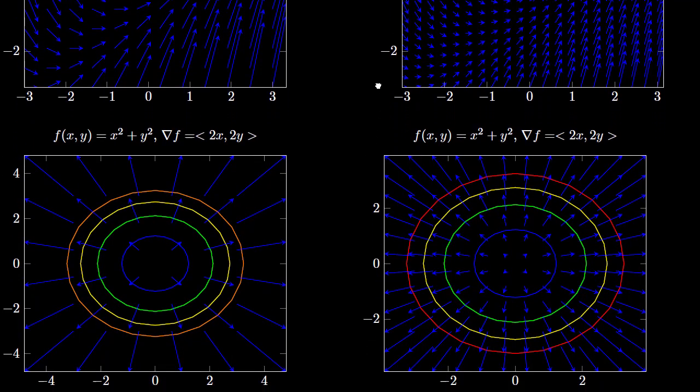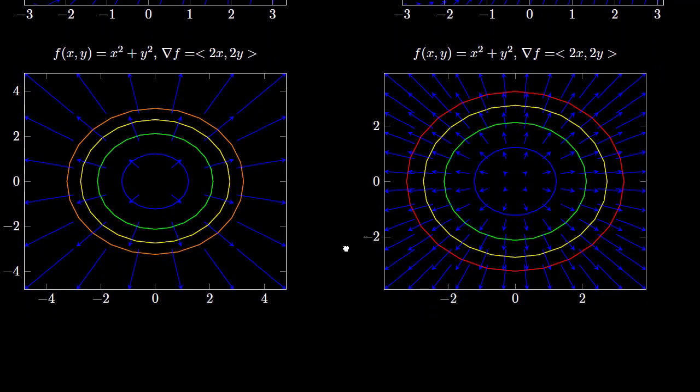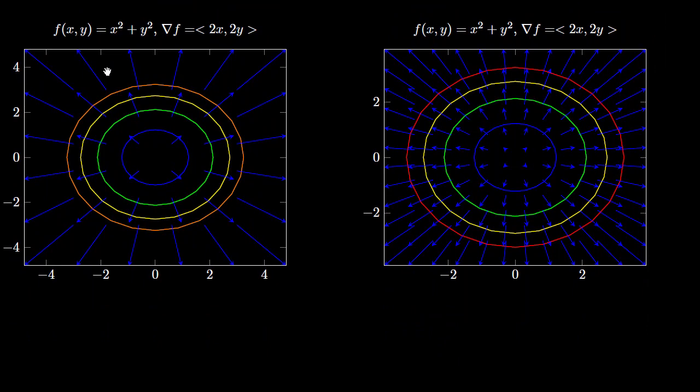Okay. Now this vector field here just shows that we've actually seen this before. The gradient is a vector field, right? If I have the function f of x, y equals x squared plus y squared, the gradient of that is 2x, 2y. This is something we've already seen before.